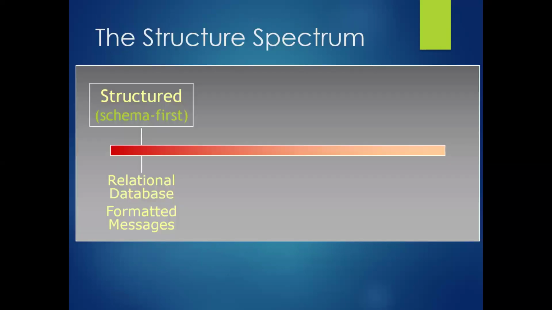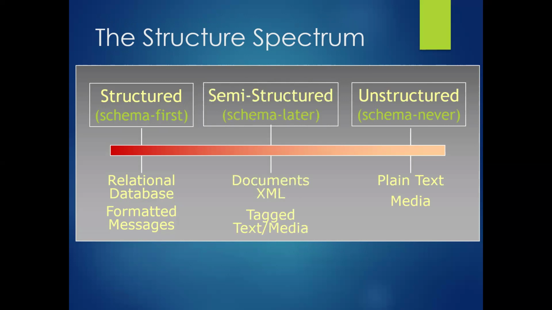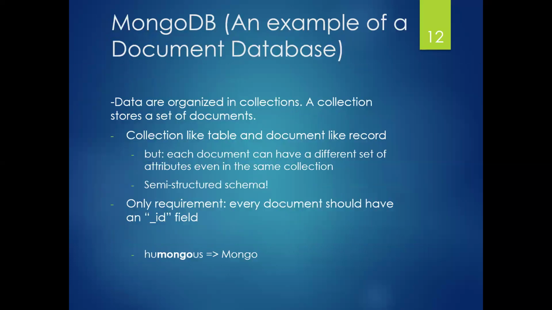The structure spectrum has three types: structured, semi-structured, and unstructured. Structured has relational databases and formatted messages, unstructured has plain text and media, and semi-structured has documents, XML, and tagged text or media.